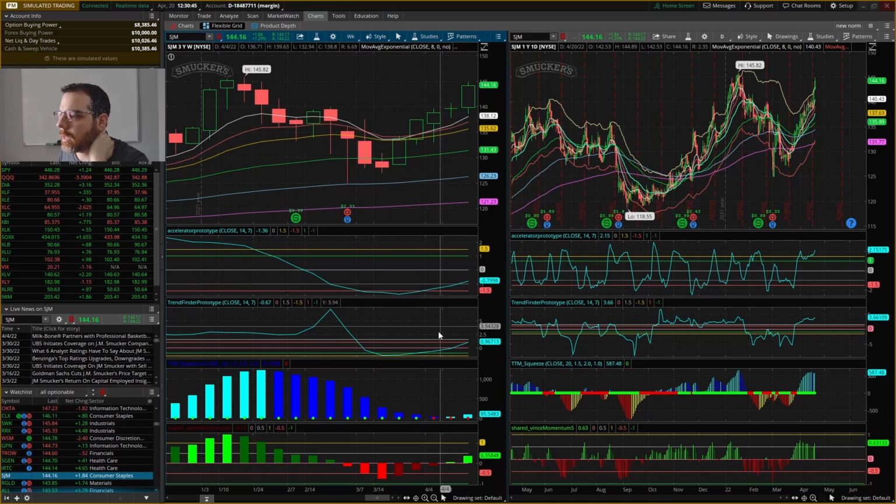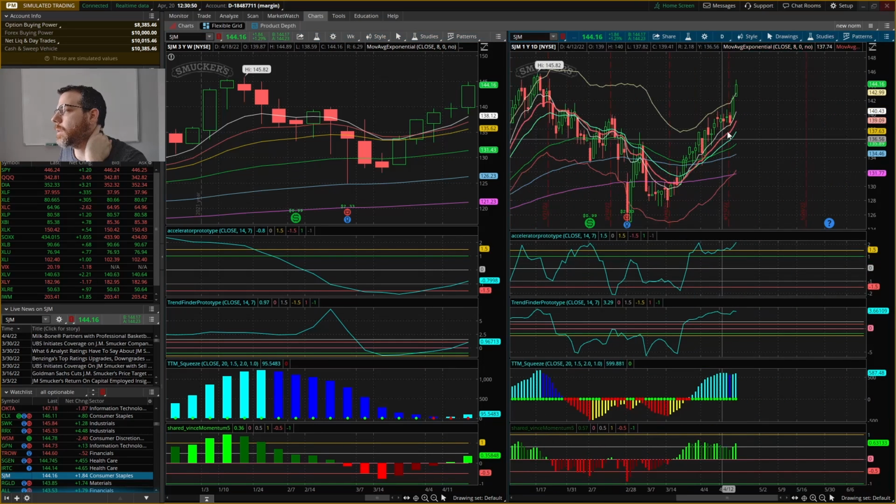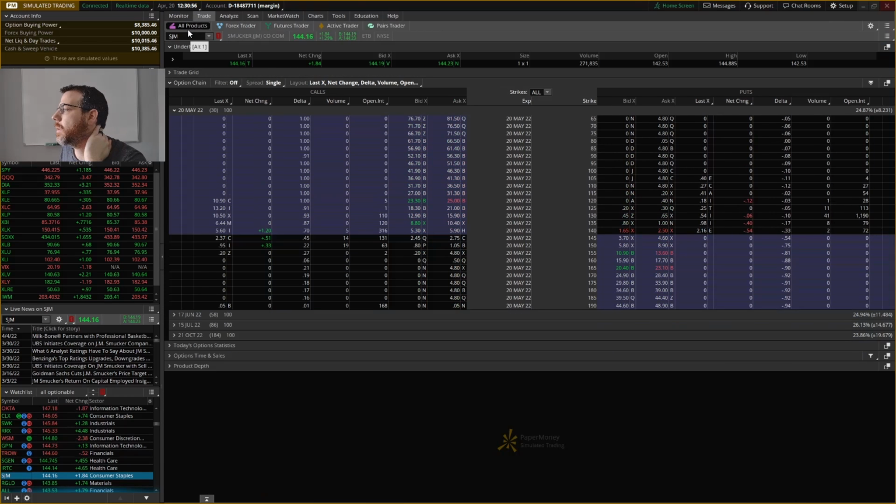Okay, so this crossed up. This is a go, this is a go, this is a go. Looks a little overextended, but whatever. Yeah, I mean, this all looks good. Let's see what it looks like. It's got some good open interest.